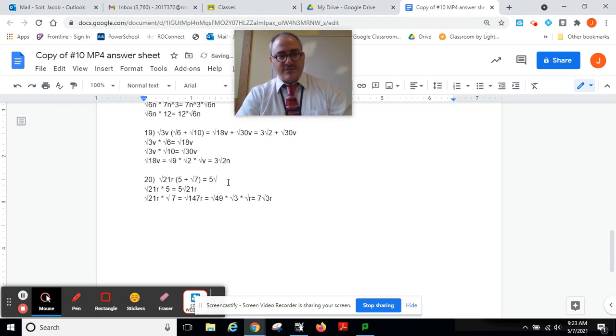Let's just put this together. 5 times the square root of 21r plus, what do I find as a final answer here? 7 times the square root of 3r. I think I'm done. I don't think there's anything more I can play with there. And that's number 20, okay?